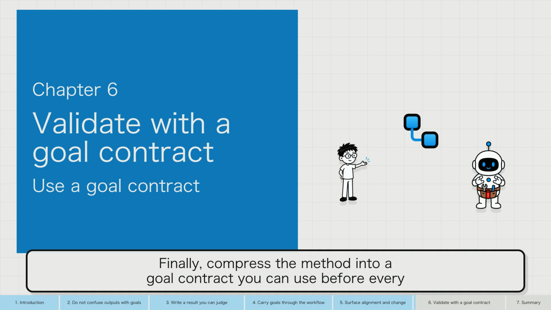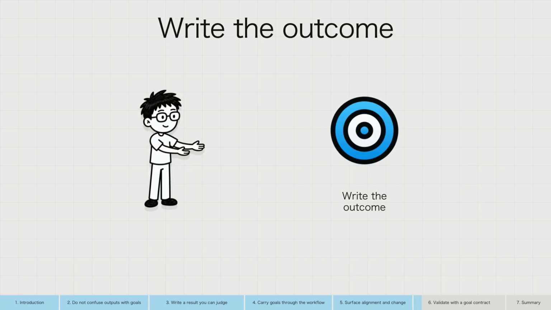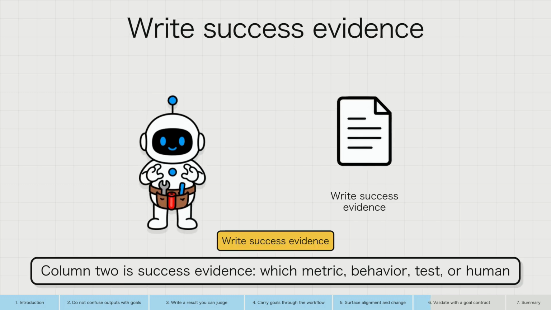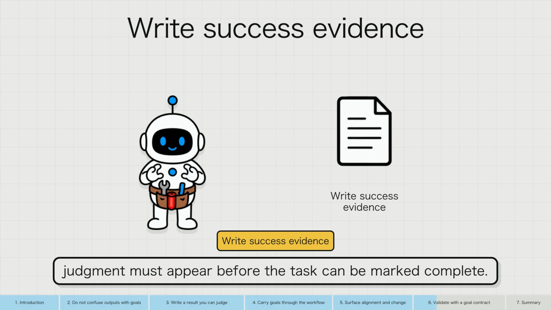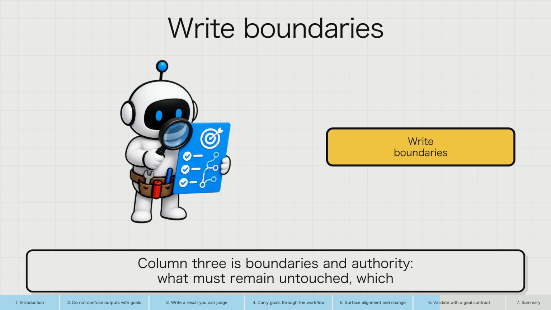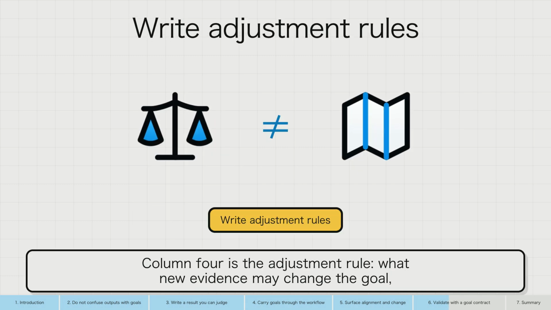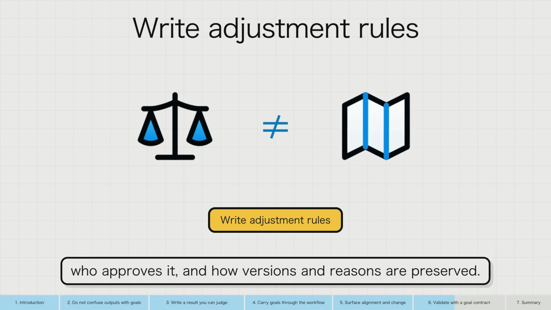Finally, compress the method into a goal contract you can use before every delegation. Column 1 is the intended outcome, whose state should change, what should change, and why that change matters. Column 2 is success evidence, which metric, behavior, test, or human judgment must appear before the task can be marked complete. Column 3 is boundaries and authority, what must remain untouched, which actions need confirmation, and how to roll back failure. Column 4 is the adjustment rule, what new evidence may change the goal, who approves it, and how versions and reasons are preserved.